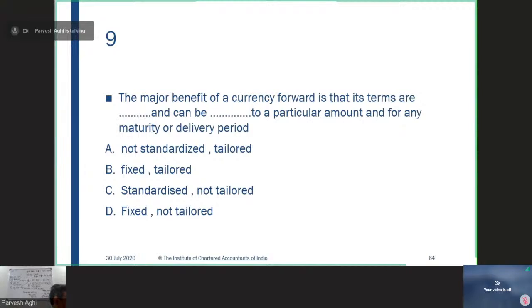So please look at your screen, there is MCQ number 9 which has come on the screen. Please read and try to fill in the blanks from the options which are given on your screen. Is it option A? Is it option B? Is it option C? Is it option D?